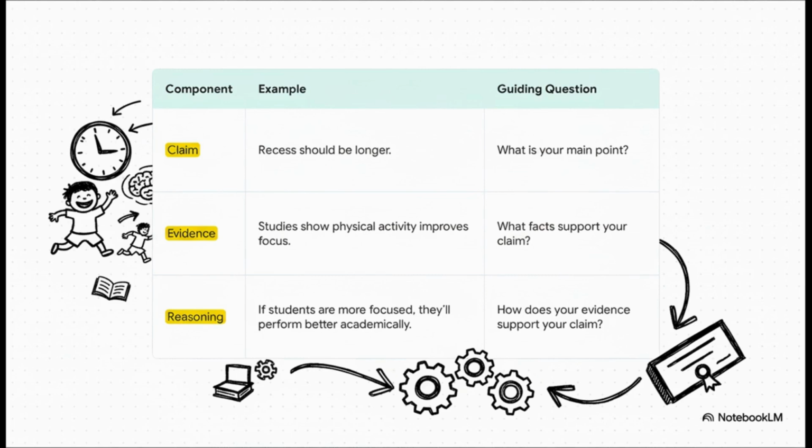I can't just say 'cause it's fun. I need a fact. So my evidence is studies show physical activity improves focus. Okay, that's solid. Now the reasoning. How do I connect that fact back to my claim? My reasoning is if students are more focused, they'll perform better academically. You see, that explains why the evidence actually matters for my claim.